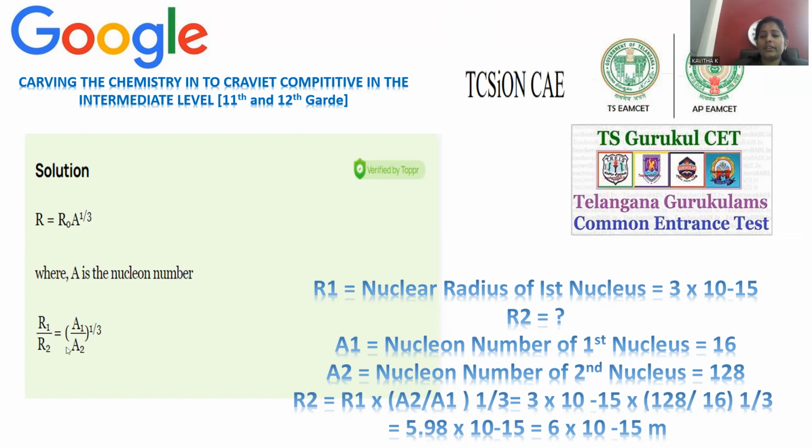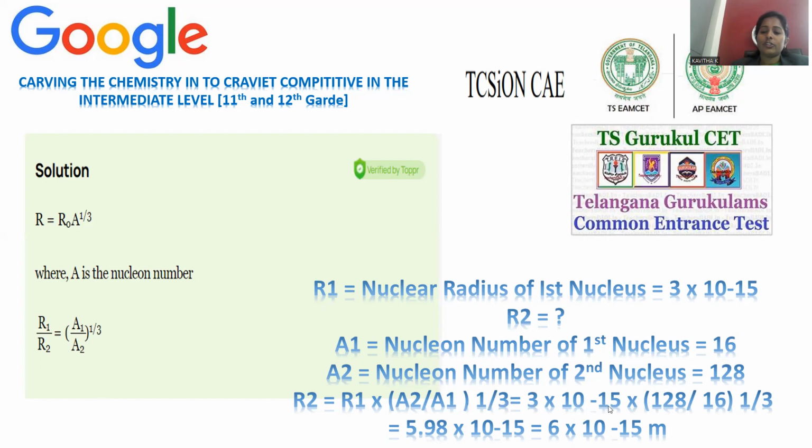R1 is known to you, right? The R1 value is given within the problem, 3 into 10 to the power negative 15. The second nucleus radius R2 is to be calculated, that is unknown. So R1 is known, R2 to be calculated. A1 is the nucleon number of the first nucleus, given as 16. A2 is the nucleon number of the second nucleus, given as 128. Here the R2 formula will become R1 into A2 by A1, reciprocated. The values are interchanged. A2 by A1 whole to the power 1 by 3.